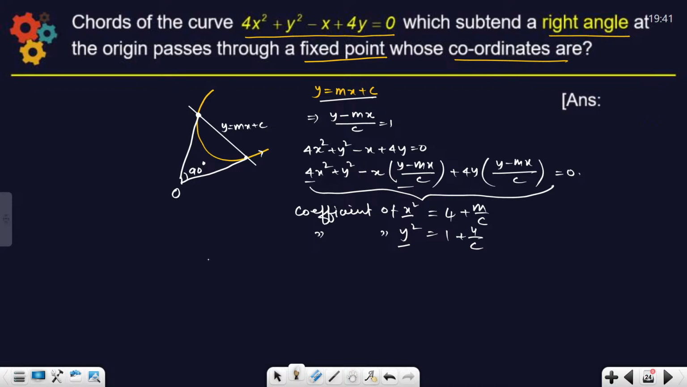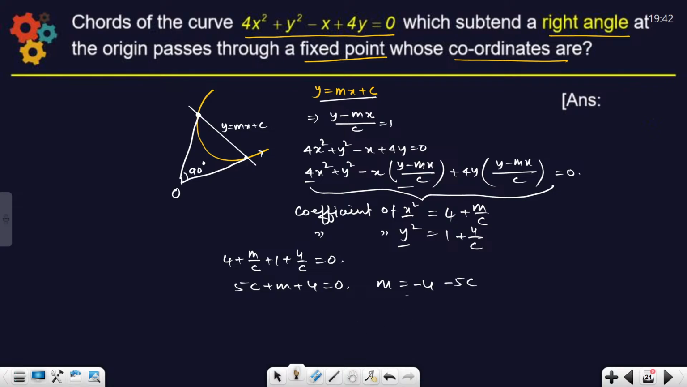So we will say the coefficient of x square plus the coefficient of y square equals 0. Why? Because they are making an angle of 90 degrees at the origin. So 4 plus m over c plus 1 plus 4 over c equals 0. So that gives us 5c plus m plus 4 is 0. So m is nothing but minus 4 minus 5c.